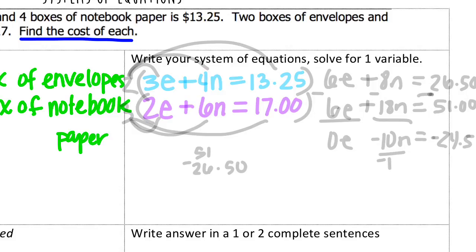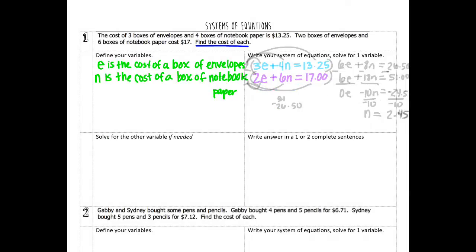I divide both sides by negative 10. This means that a box of notebook costs $2.45. So I know how much the notebooks cost. It asked me how much each of them cost. So I figured out how much the notebook costs. I now have to figure out how much a box of envelope costs.